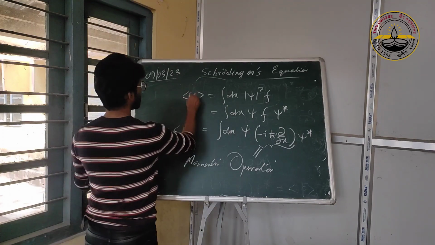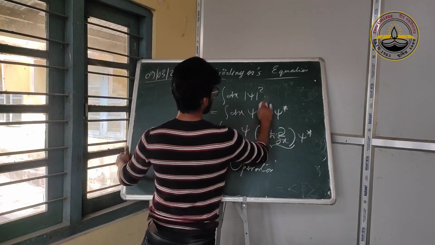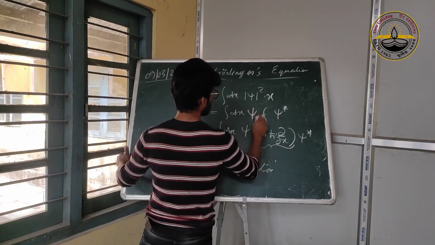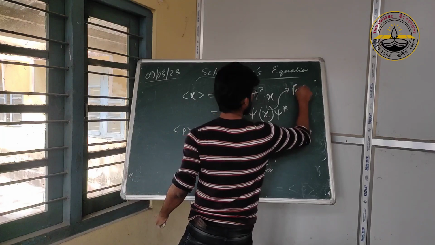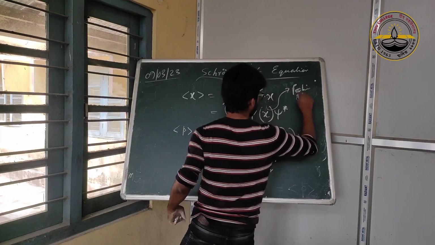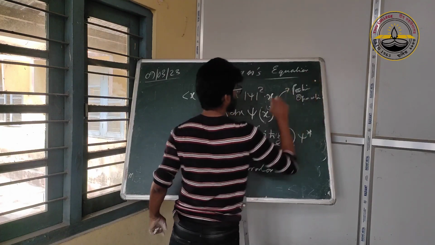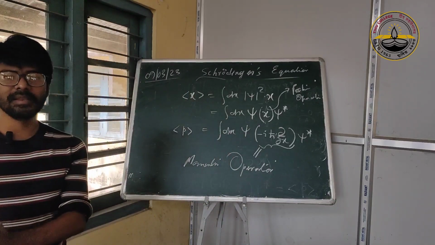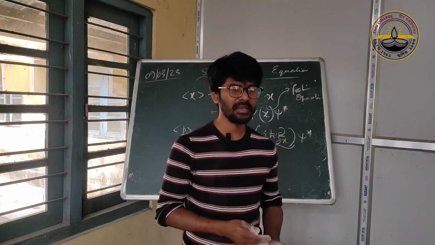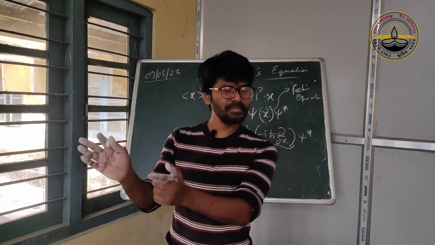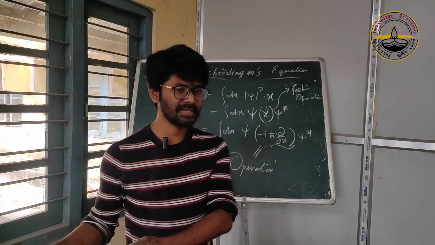And when you have position, then position goes here. This x is the position operator. So anything classical mechanical like position, momentum, velocity, kinetic energy, they all become operators in quantum mechanics.